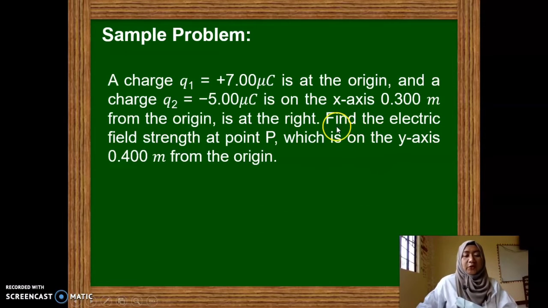then an electric field is present at the region. For example, a charge 1 that is equal to 7 microcoulomb is at the origin, and a charge 2 is equal to negative 5 microcoulomb is on the x-axis, that is 0.300 meters from the origin, at the right. So find the electric field strength at point P, which is on the y-axis 0.40 meters from the origin. This is how we are going to solve that.